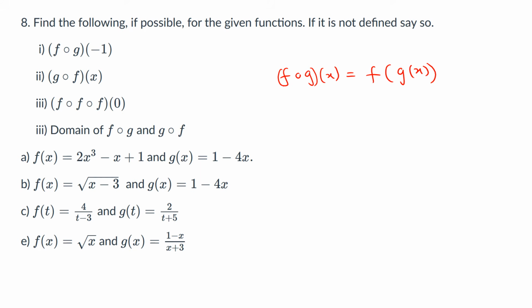So let's start with the first one. What it is saying is that you are given two functions f and g, and then you need to find these four things. So let's go one by one. So let's look at the first problem.